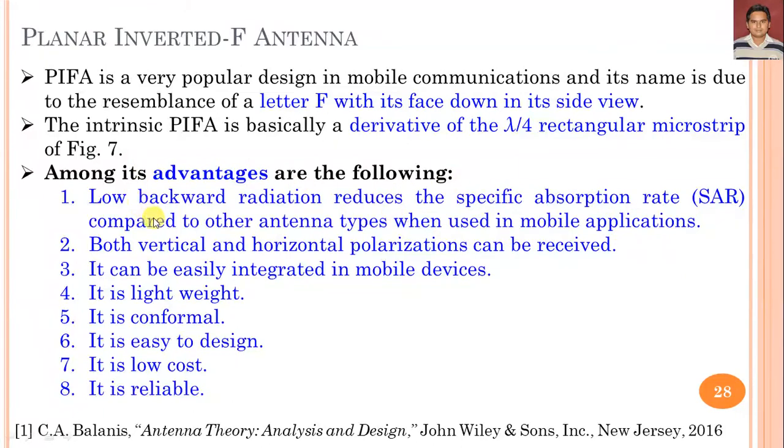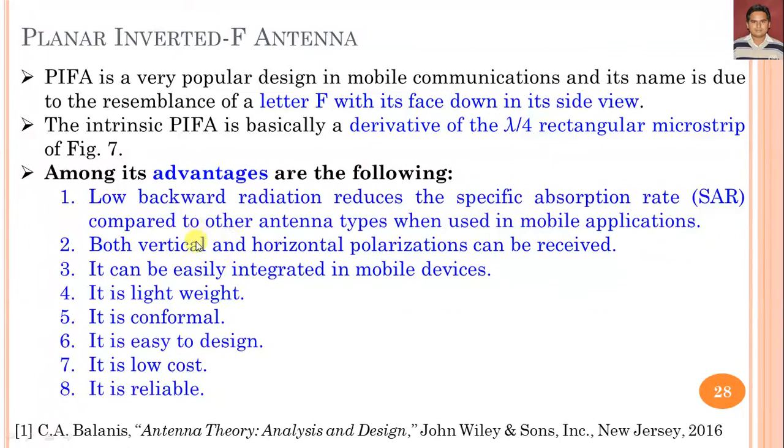So this is a very important advantage of this kind of antenna: low backward radiation. Due to the low backward radiation, it is less harmful to the human body, and through this we have measured the specific absorption rate.